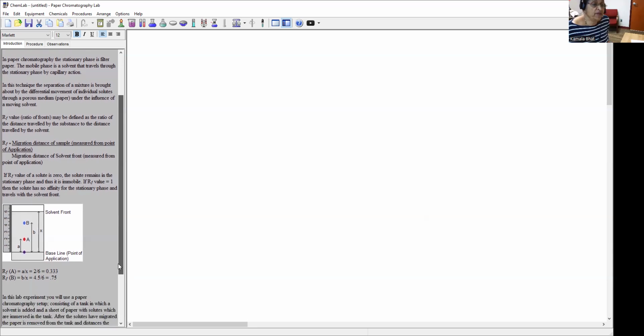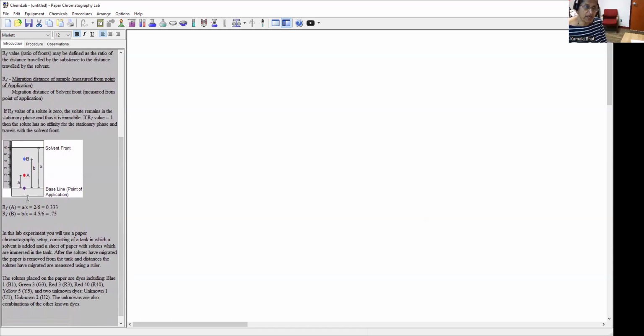And so we can find out the distance traveled by the solvent and by the solutes. Once you do that, you are given some unknown mixtures, which may be a combination of different solutes, and you have to find the RF value for the unknown solutes. The solutes placed on the paper are dyes, including blue dye B1, green G3, red R3, red 40 R4, yellow 55, and 2 unknown dyes known as unknown 1 and unknown 2. The unknowns are also a combination of the other known dyes.